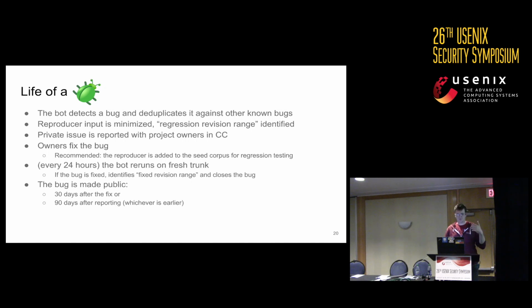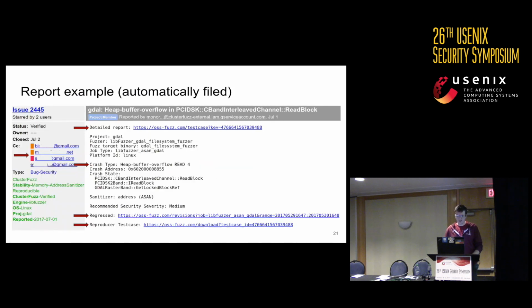We do it every 24 hours. And if the bug is fixed, we try to identify the revision range that fixed the bug, which is also convenient, and we automatically close the bug. No humans are involved in this step. The bugs are made public either 30 days after the fix or 90 days after we reported the bug, whichever is earlier. This is an example of a bug report.